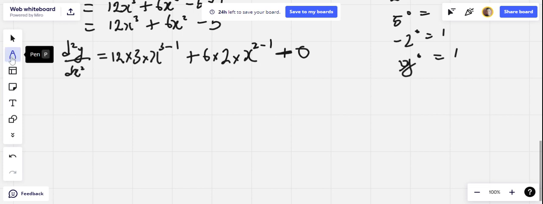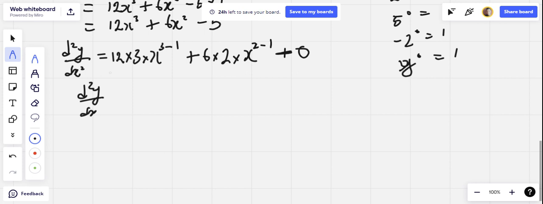So now our d squared y dx squared will be equal to 12 times 3, which is 36, 6x raised to the power of 3 minus 1, which is 2, plus 6, that is 12. x raised to the power of 2 minus 1, but we don't write it. 0 is gone. So that's the second derivative.